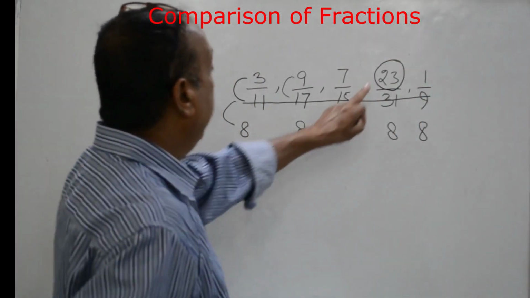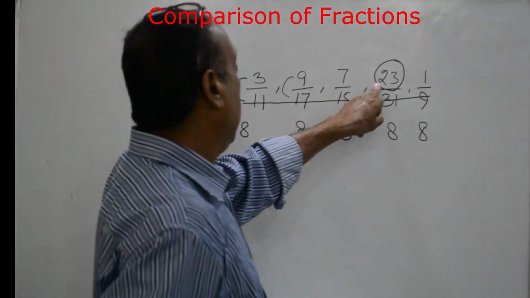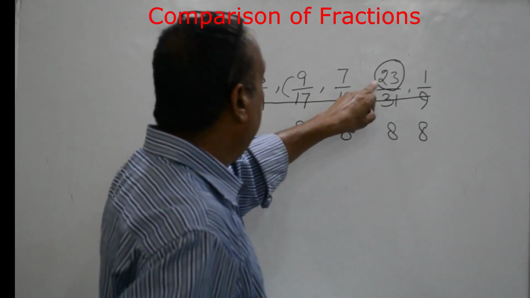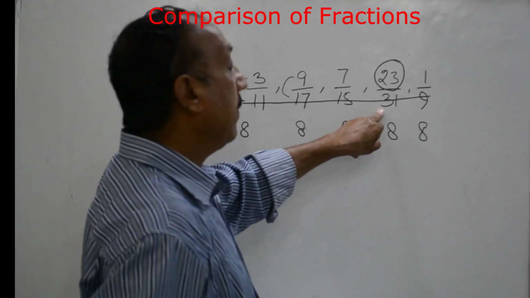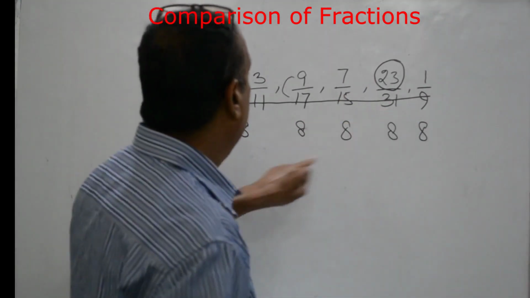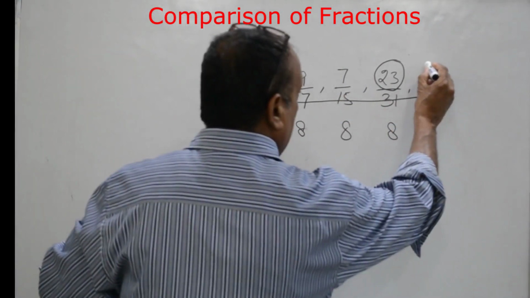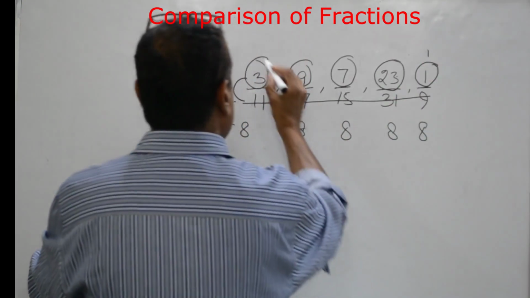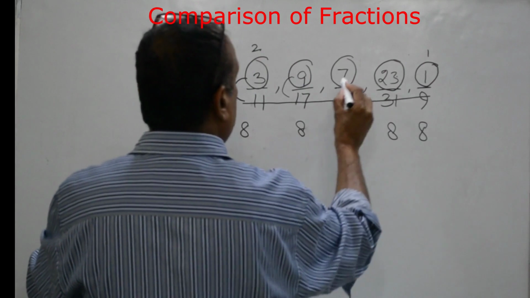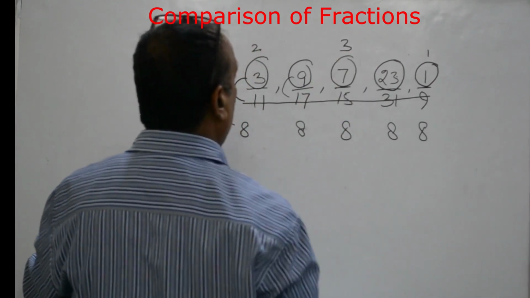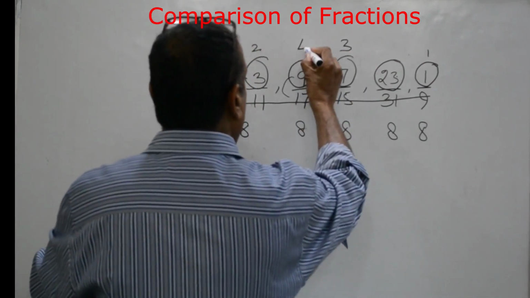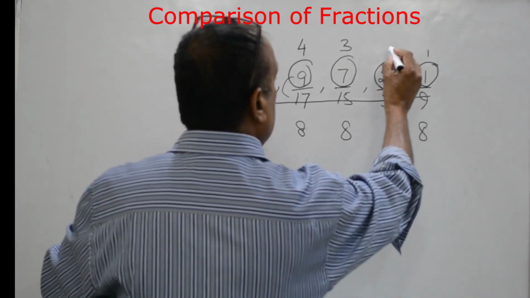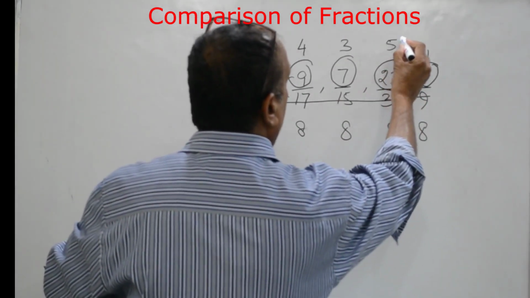Here 23 is the biggest numerator, so this is the biggest fraction. 23 over 31 is the biggest fraction. This is the smallest, 1 upon 9 is the smallest, number 1. This is the next, number 2. This is the next, number 3. This is the next, number 4. And 23 over 31 is the highest with number 5.